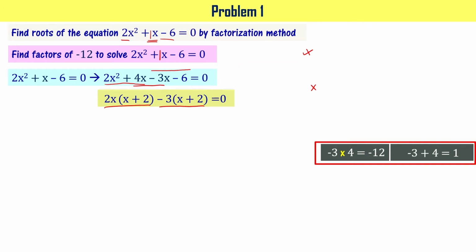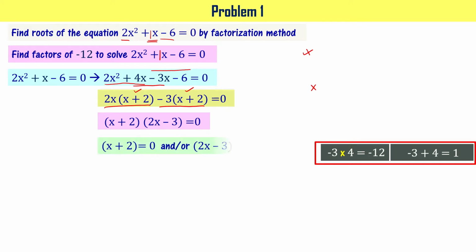Now, if you look at this, both the terms have (x + 2) as common, right? Now, let's take (x + 2) as the common factor out so that the equation can be written as (x + 2)(2x - 3) = 0. This particular equation holds true when x + 2 = 0 or 2x - 3 = 0, right?